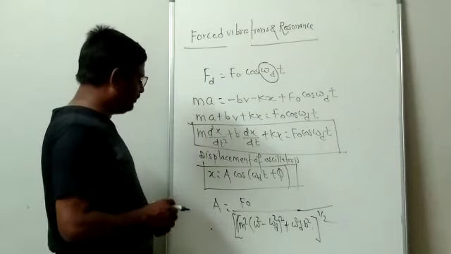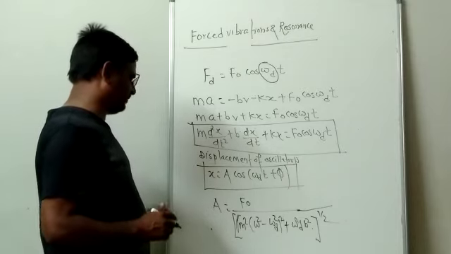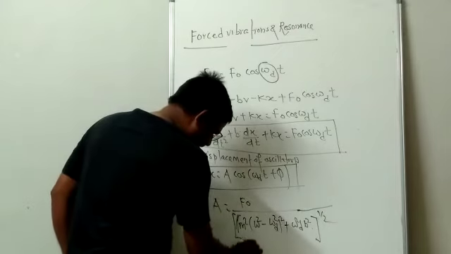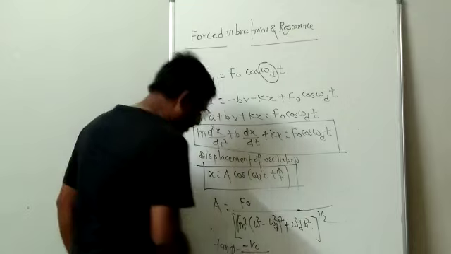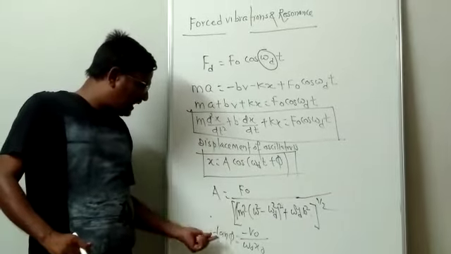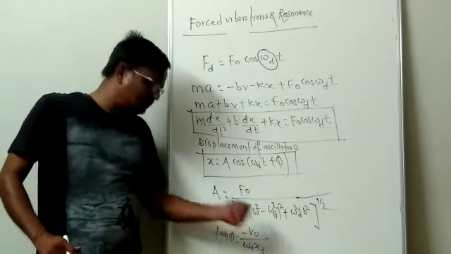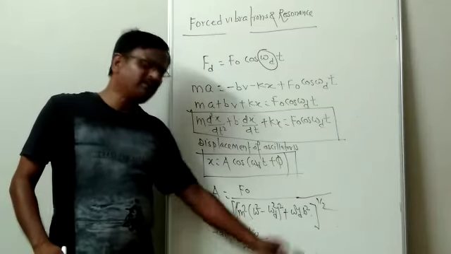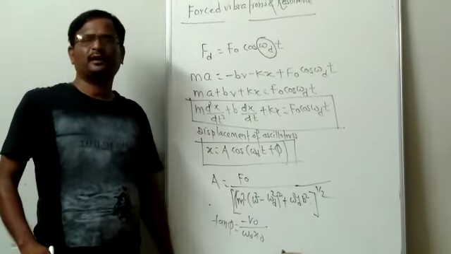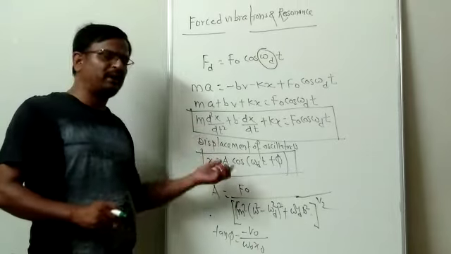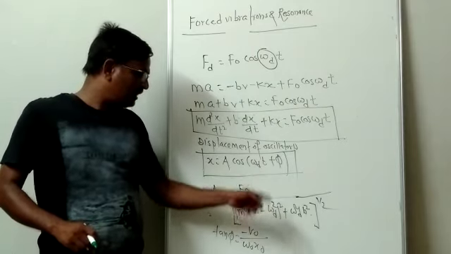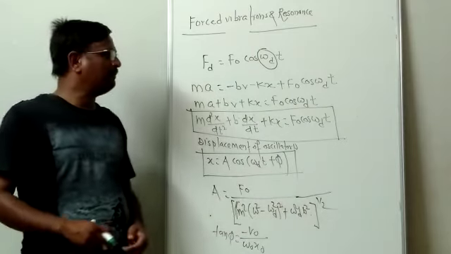Now we are going to check this equation, and tan phi is equal to minus v naught upon omega naught x naught, where v naught and x naught are the velocity and displacement at time t is equal to 0. The amplitude is given by F0 divided by m square, in brackets omega square minus omega d square, whole bracket square, plus omega d square b square, raised to half.